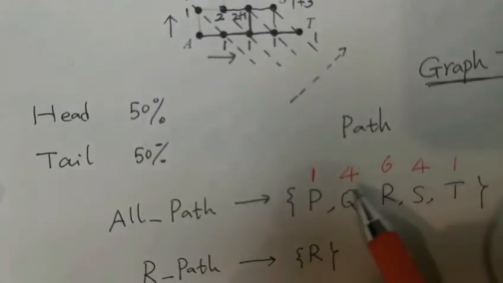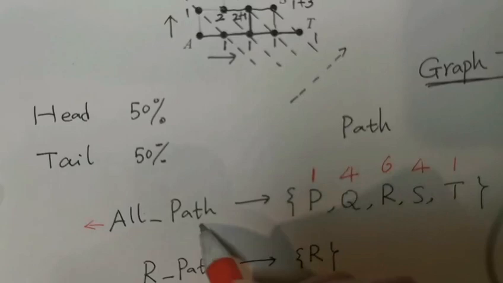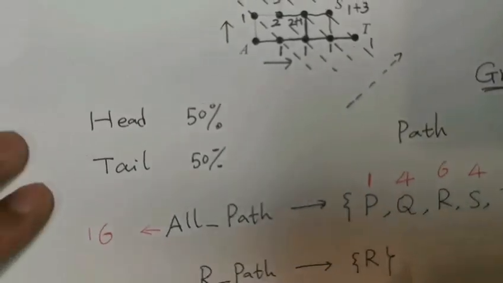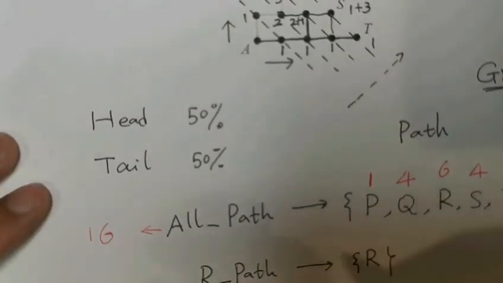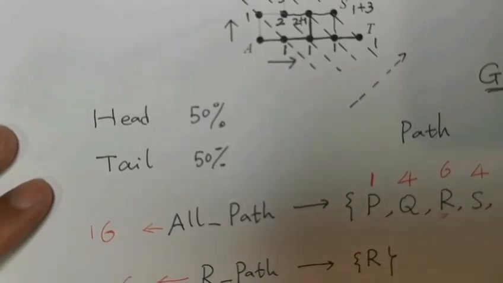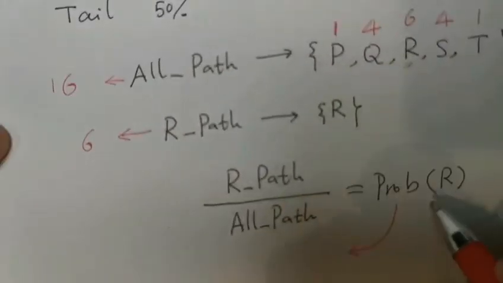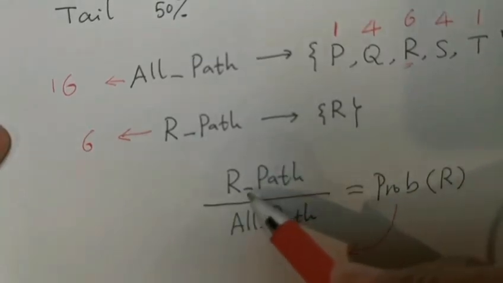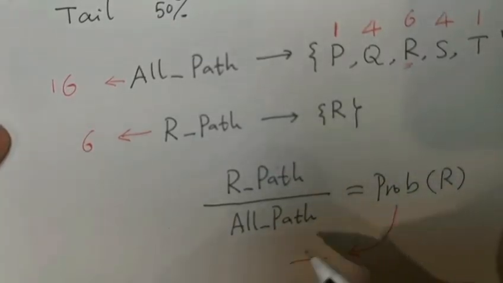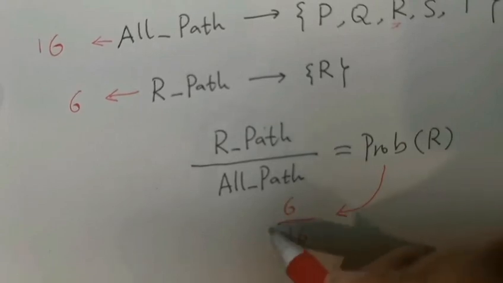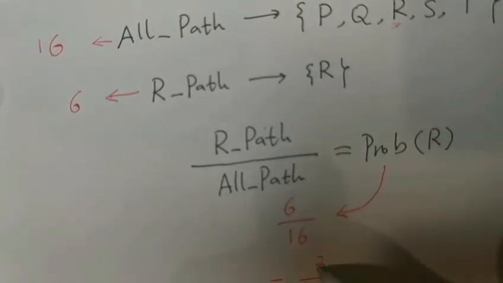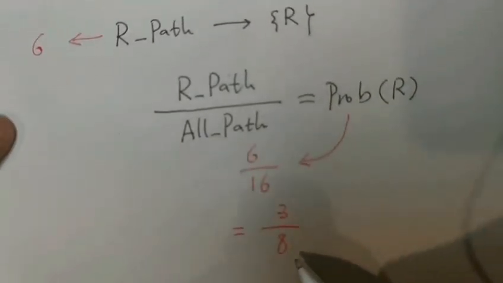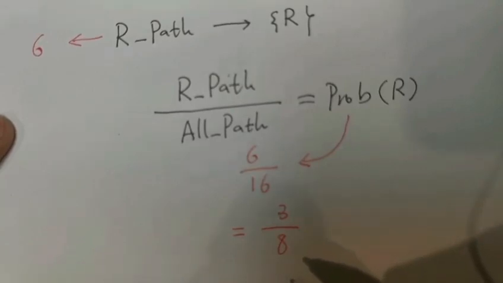Okay, so when we sum all these numbers together, we get the total of all paths, which is 16, right? 1 plus 4 plus 6 plus 4 plus 1. And R is actually here, 6. So the probability, based on this understanding, is R path divided by all paths, 6 divided by 16, which is 3 divided by 8. This is the result. Thank you.